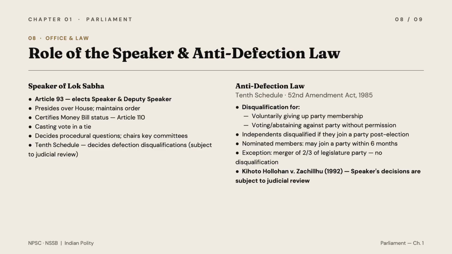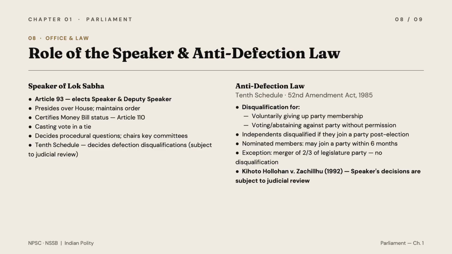So another power of the Speaker of the Lok Sabha is that the Speaker does not vote on any bill, but only if there is a tie, which means 50% says no, 50% says yes, then the Speaker will vote, only in case of a tie.